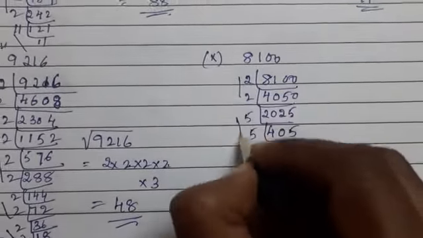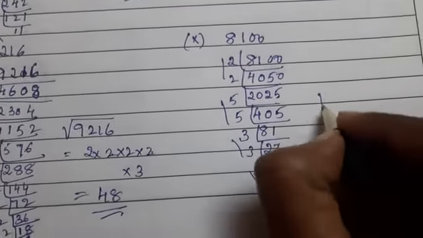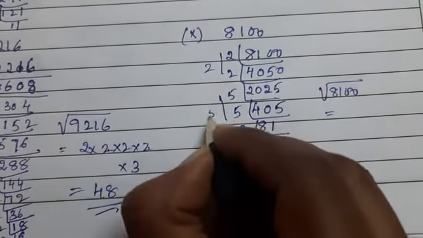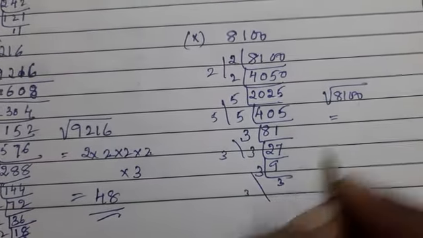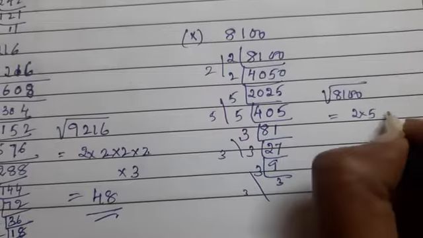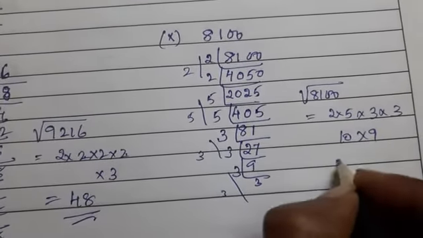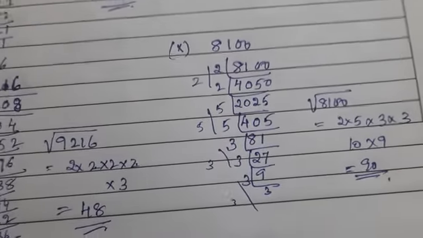Okay, group it. So square root of 8100 is equal to 2 into 5 into 3 into 3. So 2 5s are 10, 10 into 9. So it will be 90.